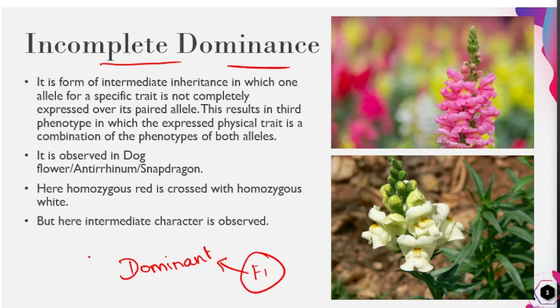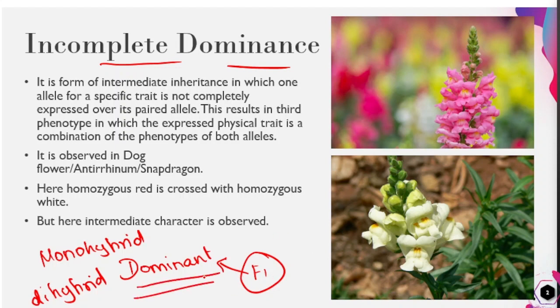And not only in a monohybrid cross, even in a dihybrid cross, which we also studied in our previous session, when we cross two different characters, in the F1 progeny only the dominant character is expressed. We studied this in the law of dominance also. Till now this is what we studied.